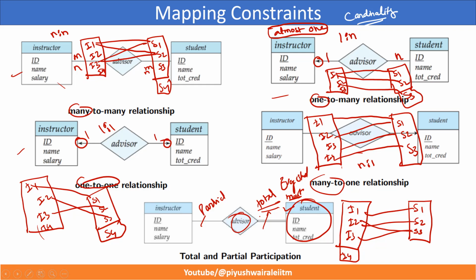So that is about the mapping constraints, right? We have discussed what an entity is, what an attribute is, what a relationship is, different types of attributes, the diagram symbols, and relationships. Okay.